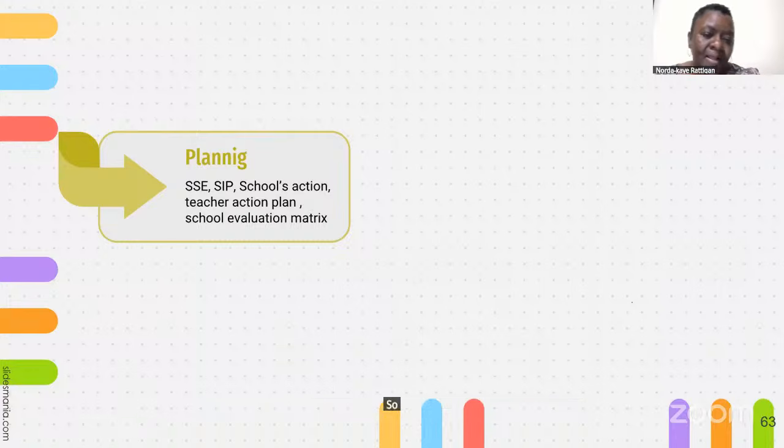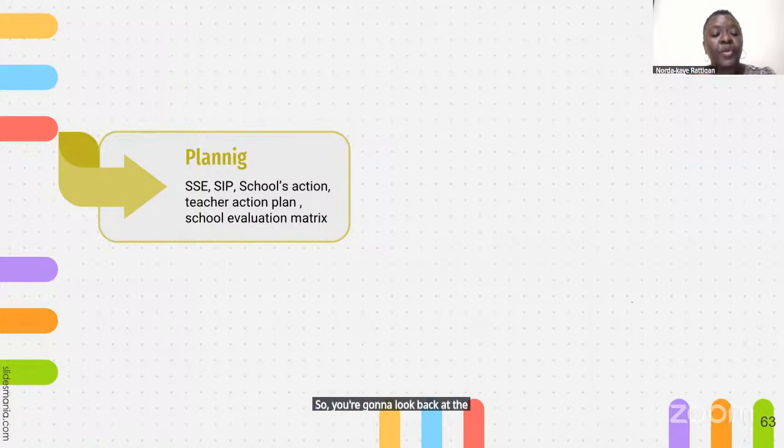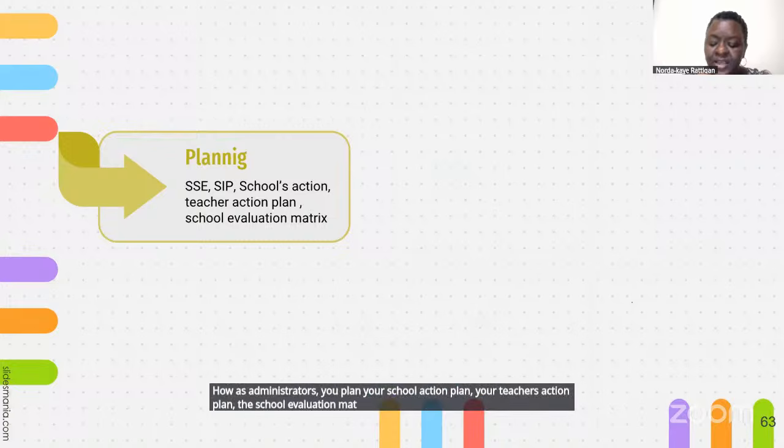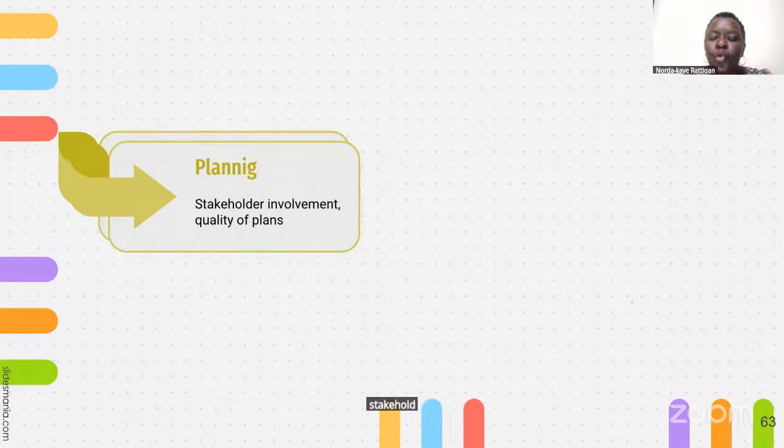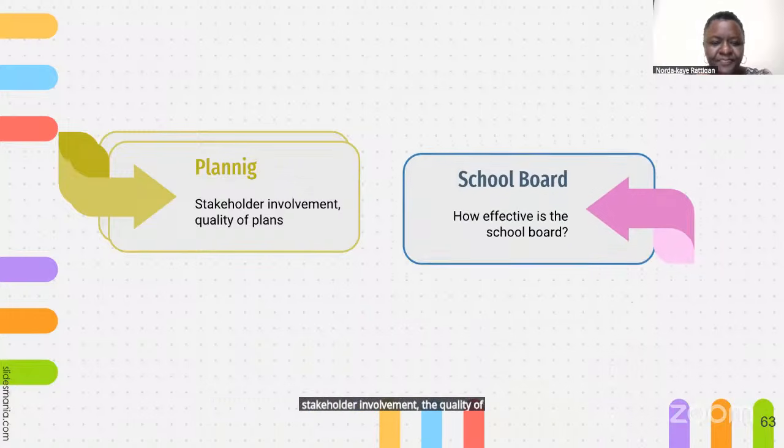So you're going to look back at the SSE that we're talking about now. So the planning, how as administrators you plan, your school action plan, teachers action plan, the school evaluation matrix, your SSE, your SIP. Stakeholder involvement, the quality of the plans.